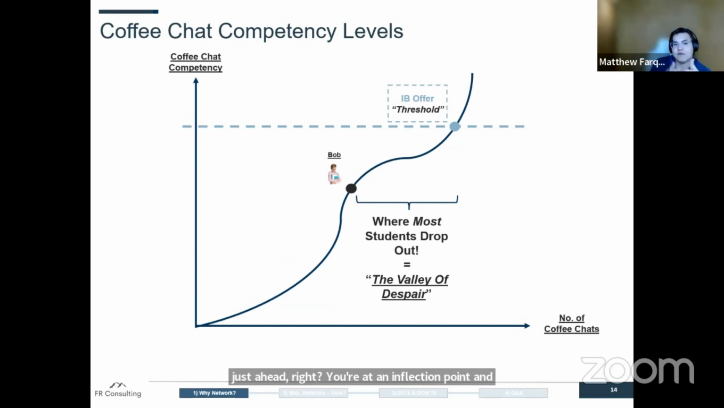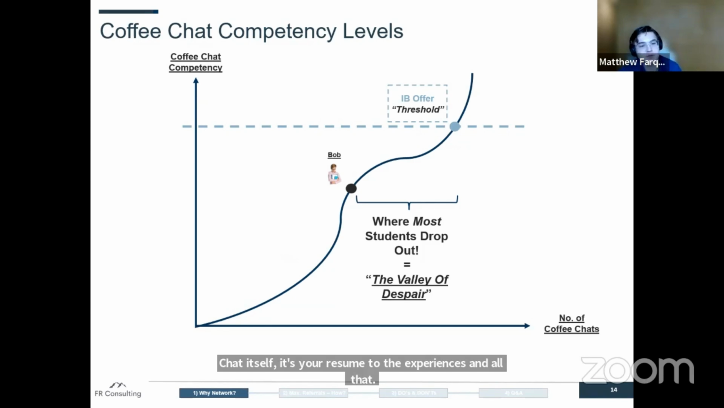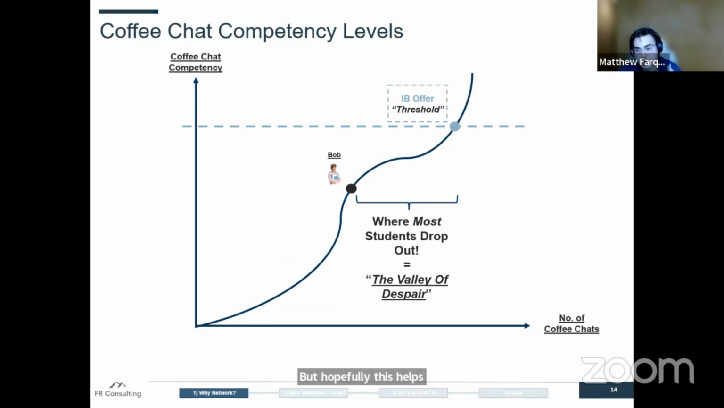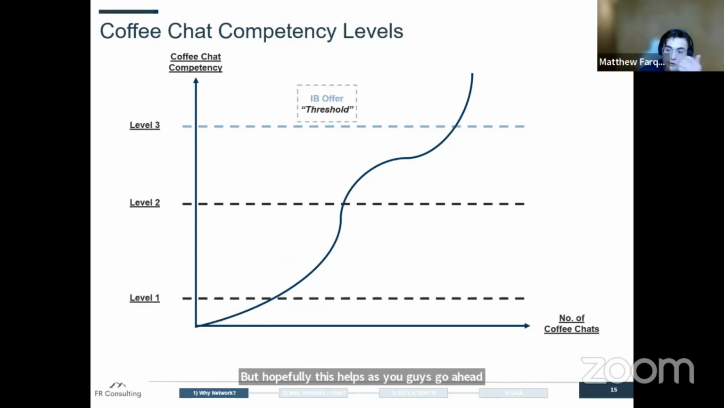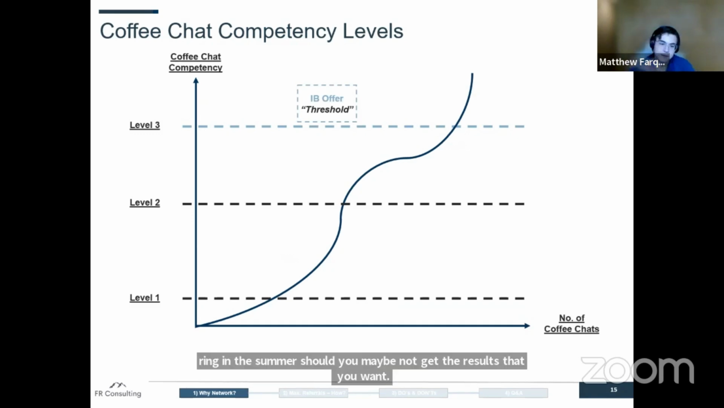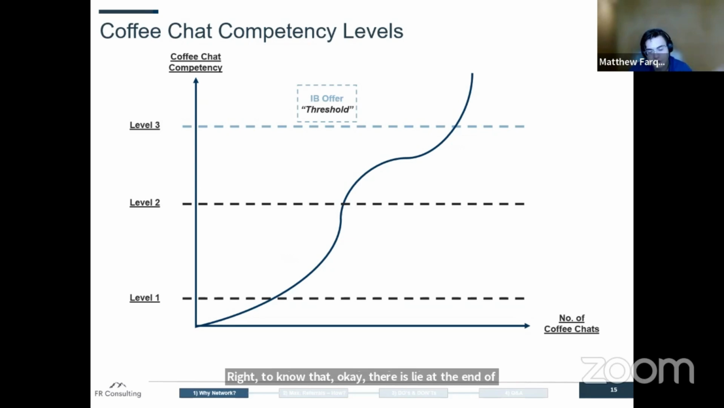Second, if networking isn't working for you right now, understand that if you just do more coffee chats, you can get to the point where you are converting these chats into referrals consistently. Now, I will say that criteria extends beyond just the chat itself. It's your resume too, the experiences and all that. But hopefully this helps as you go ahead with networking in the summer, should you not get the results that you want, to know that there is light at the end of the tunnel. So let's understand what actually comprises each level here.